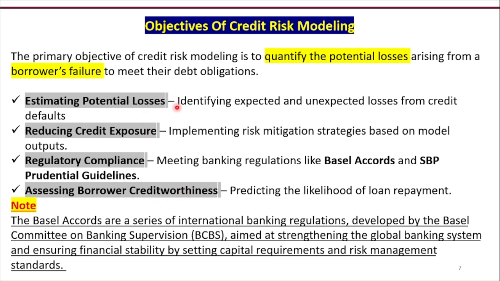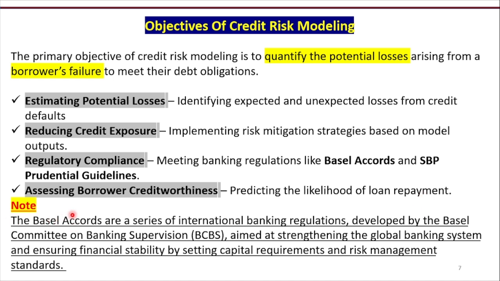Okay, so just have a quick view on this. Objectives: identify expected and unexpected losses from credit default. Reducing credit exposure, what it says, implementing risk mitigation strategies based on model outputs. Regulatory compliance, meeting banking regulations like Basel Accords and SBP prudential guidelines. Number 4, assessing borrowers' creditworthiness, predicting the likelihood of loan repayment.